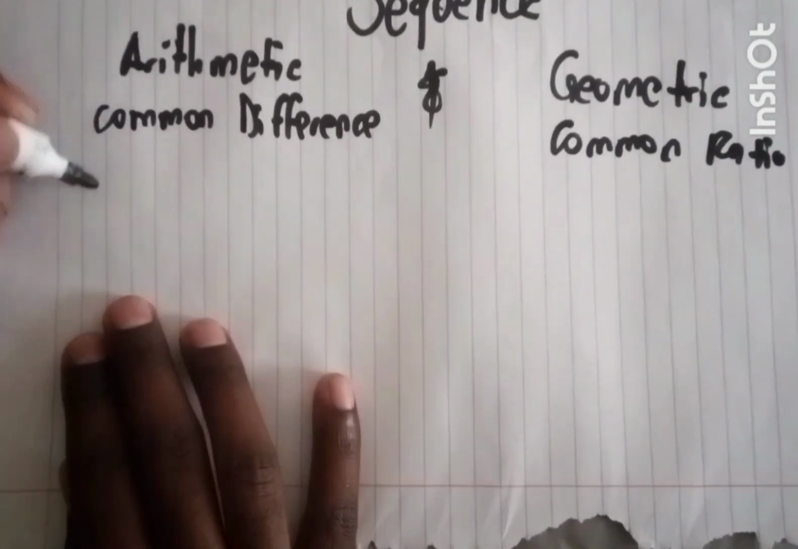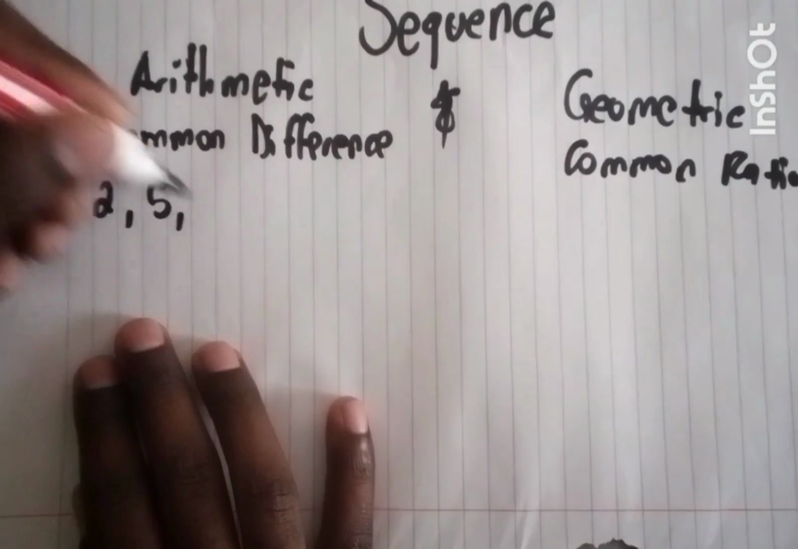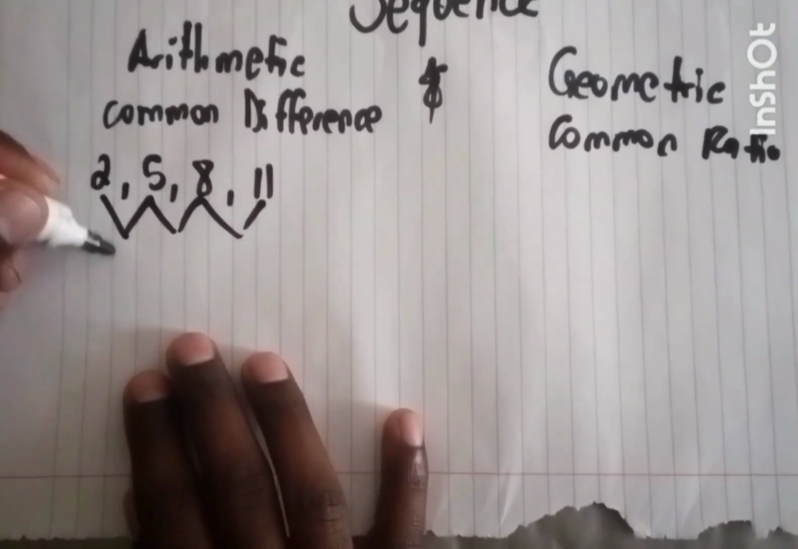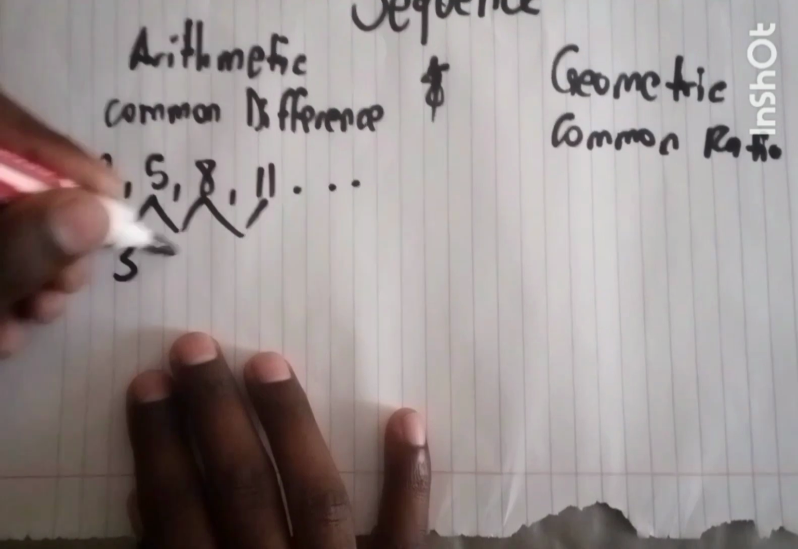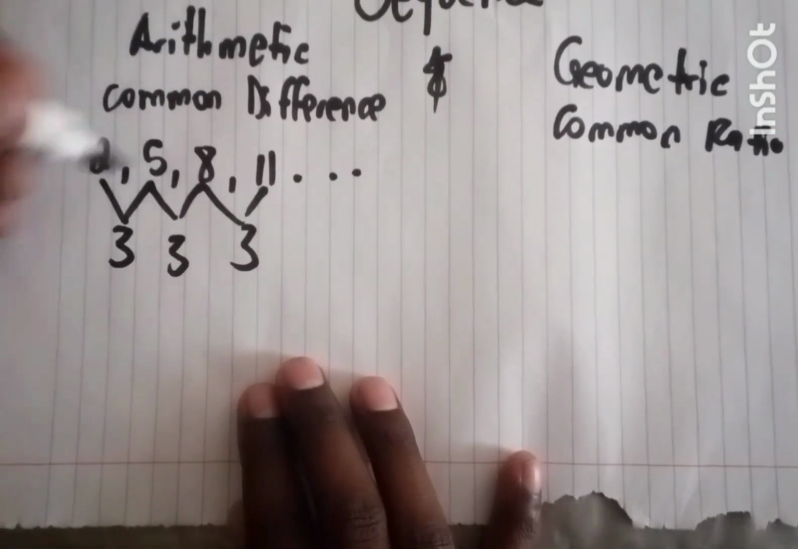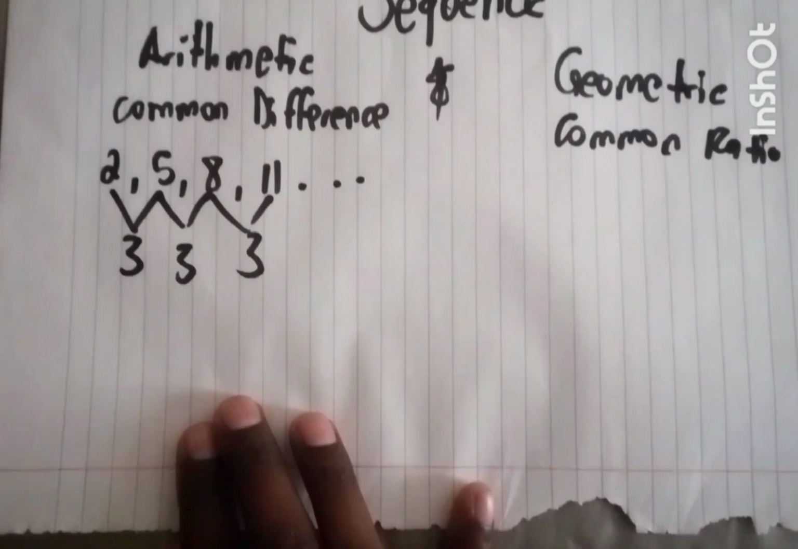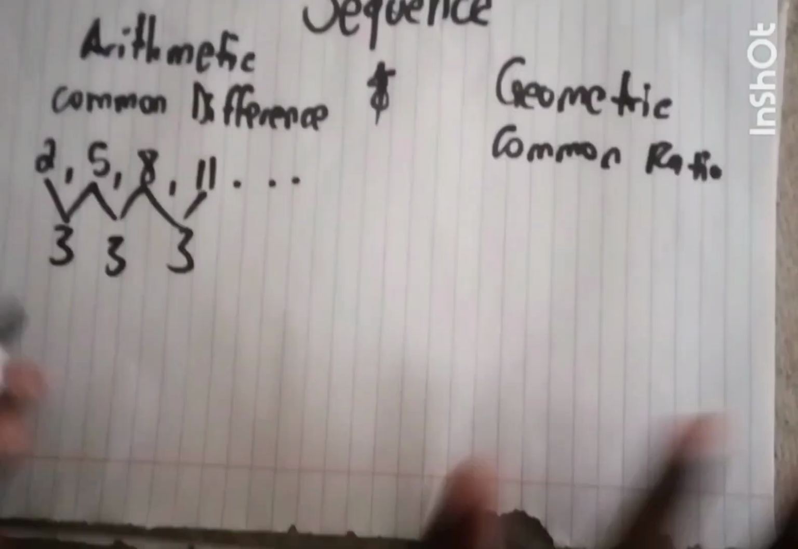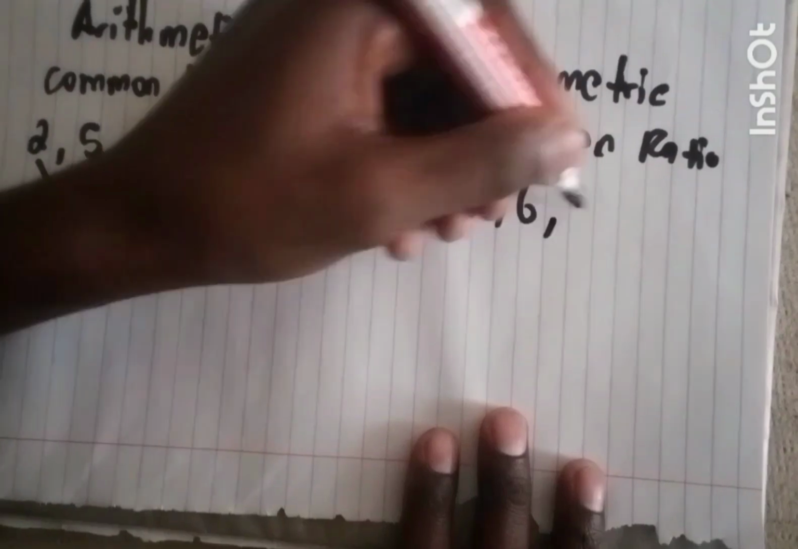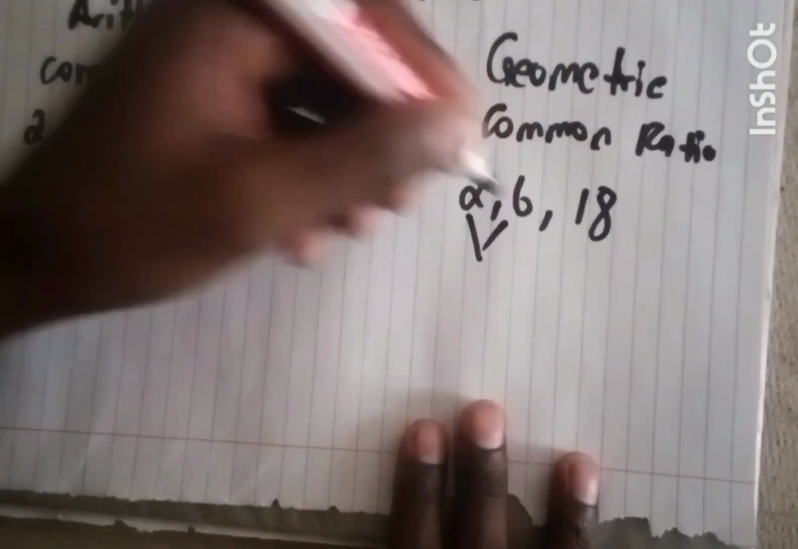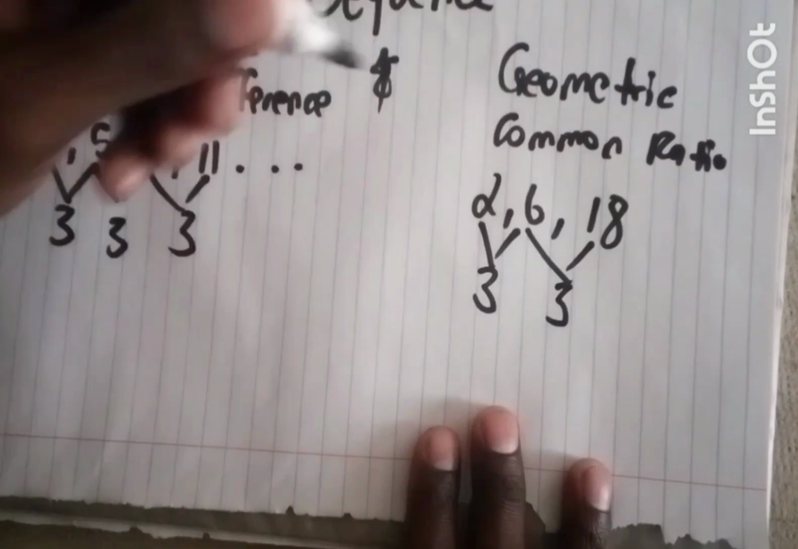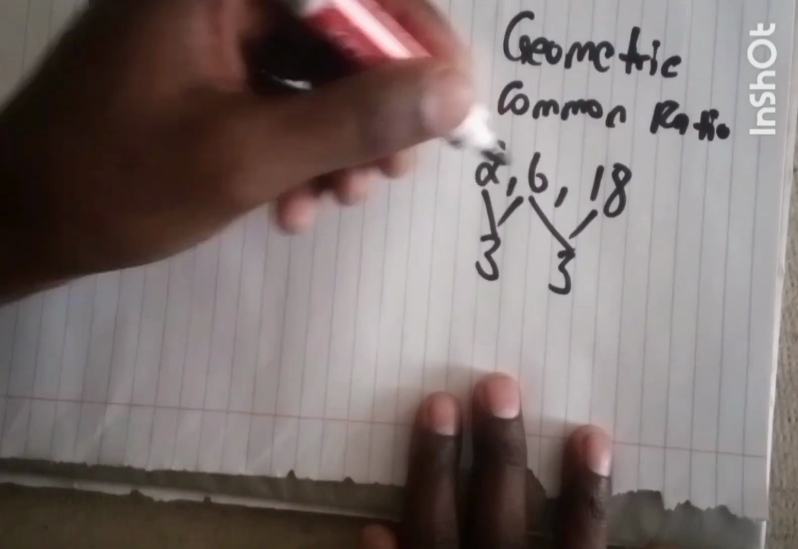Let us make an example. Let's say maybe we have a sequence like 2, 5, 8, and 11. The difference between two consecutive terms for this particular sequence is 3. So you can clearly see the difference between any two consecutive terms is common. So an arithmetic sequence is a sequence that has a common difference, and a geometric sequence is a sequence that has a common ratio. Let us say maybe you have 2, 6, 18. In order to get 6, we need to multiply 2 by 3. In order to get 18, we need to multiply 6 by 3. So the common ratio for this sequence is 3.